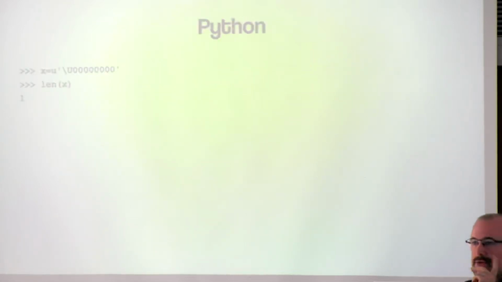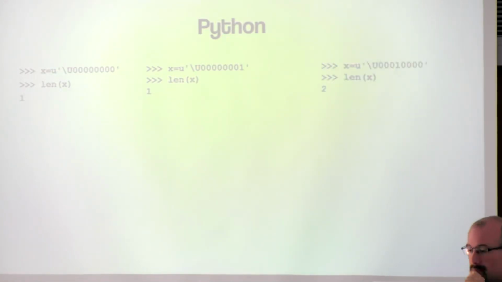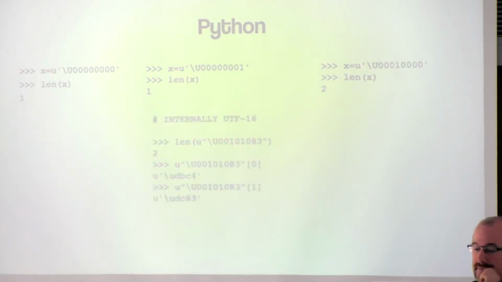Python and Ruby and other interpreted languages are actually very fun starts. A null character in Python is length 1. One character is length 1 as well, as you expect. A 10,000 character, it's like 2. What does that tell us about Python's internal representation? That is UTF-16, because that character could only be represented using 2 surrogates. We'll use a surrogate pair to show it.